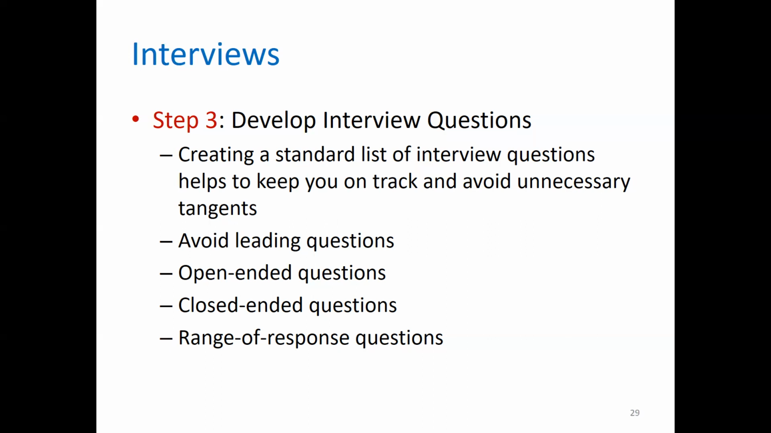And then you have range of response questions. So range of response questions is something like multiple choice questions. It's very much similar to close-ended questions, but you have a bigger range. In close-ended, it may be just yes or no, true or false, or probably one or two options. In a range of response, you may have about 5 or 6, even 10. Okay, so those are range of response questions.